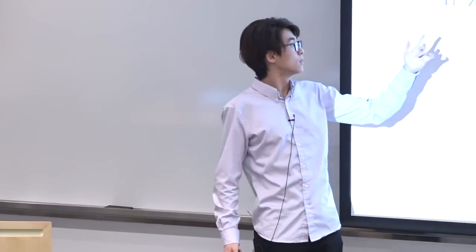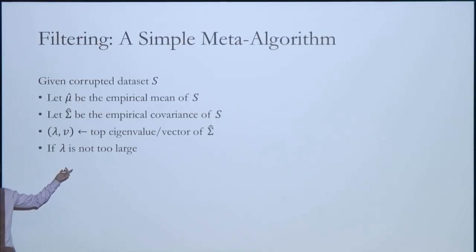Okay? And the algorithm is as follows. You get some data that's corrupted. You take the empirical mean, take the empirical covariance of your data set, and you do exactly what the intuitions that I told you before would say. So I take the top eigenvalue and eigenvector of sigma hat. So lambda is the top eigenvalue, so it's a spectral norm. If lambda is not too large, then this fundamental lemma says that I can just output the empirical mean.